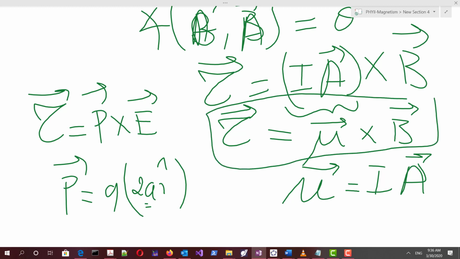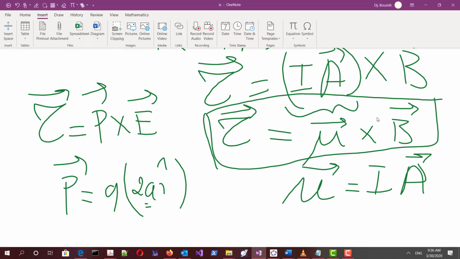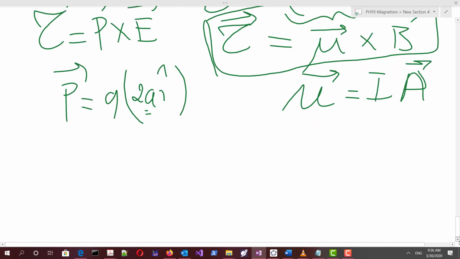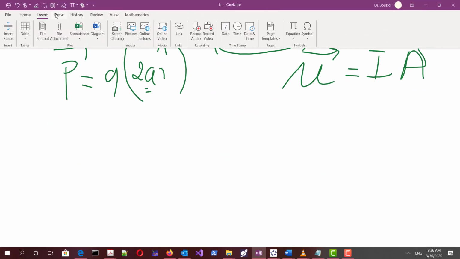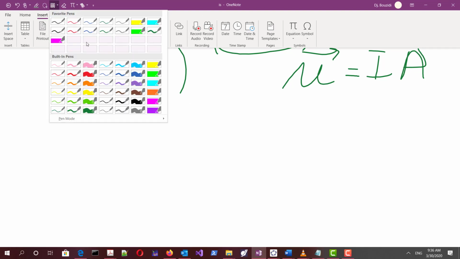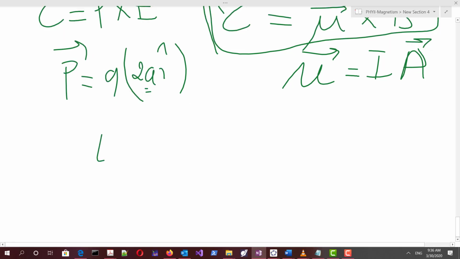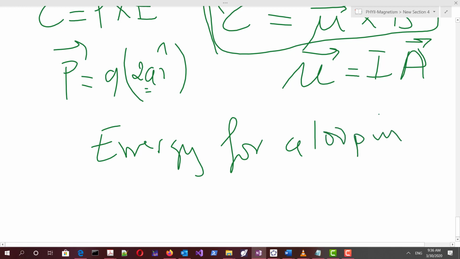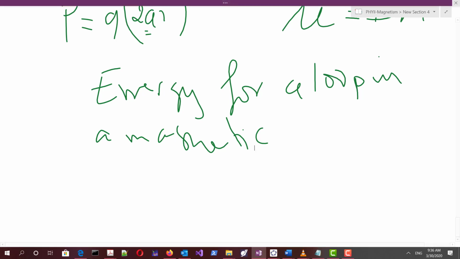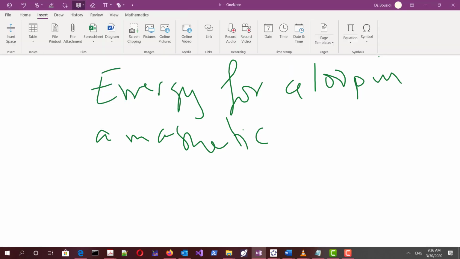This is an important relationship. I cannot emphasize how important it is because it's going to give me a lot of concepts, a lot of applications that we're going to be doing later on. One more point in here, and we're going to close this chapter. So I'm going to talk about the energy in two ways. First of all, I'm going to talk about it in terms of the dipole energy for a loop in a magnetic field. And then we're going to talk about the energy that the magnetic field does in general, the work that the magnetic force does in general.